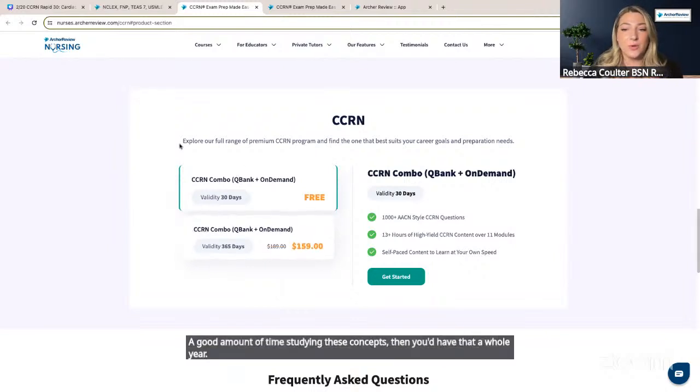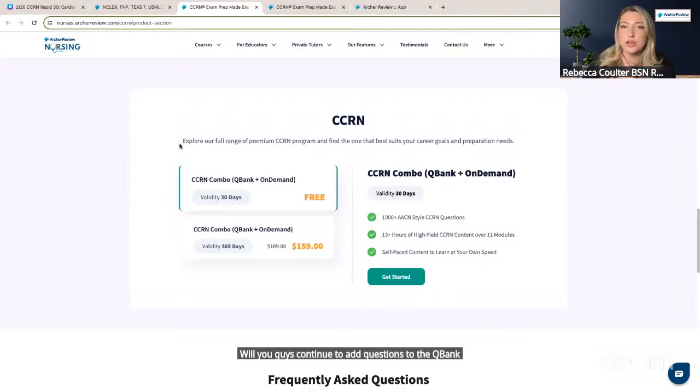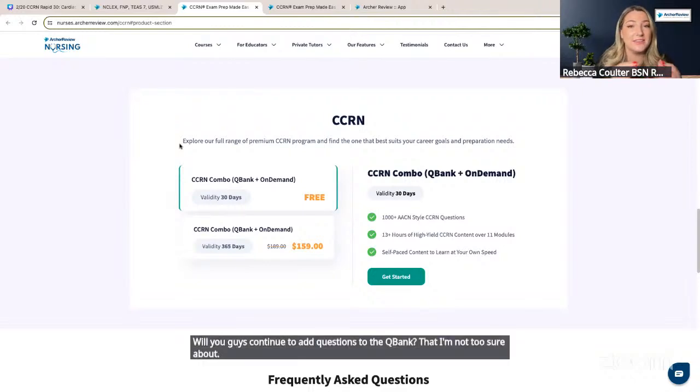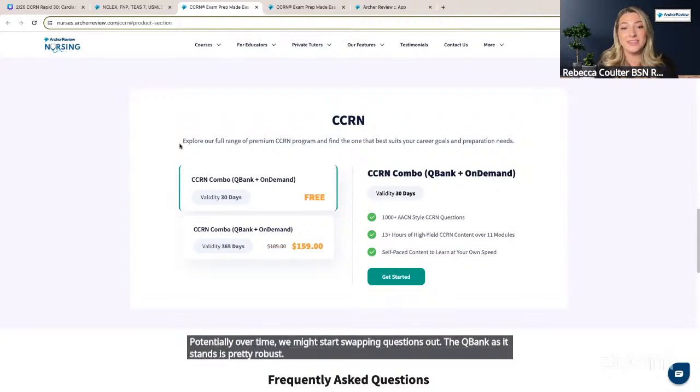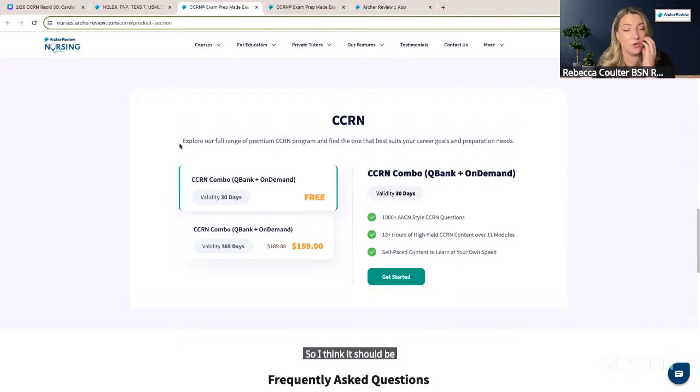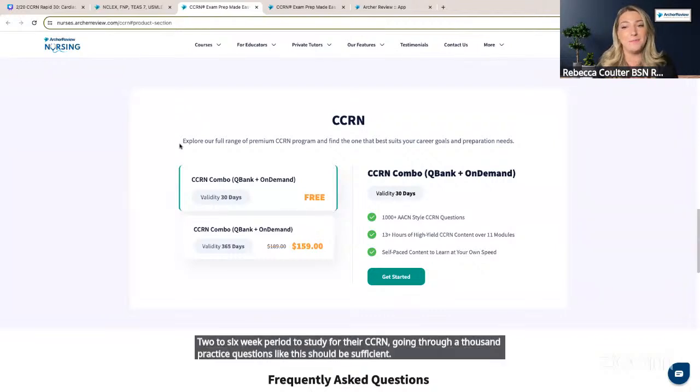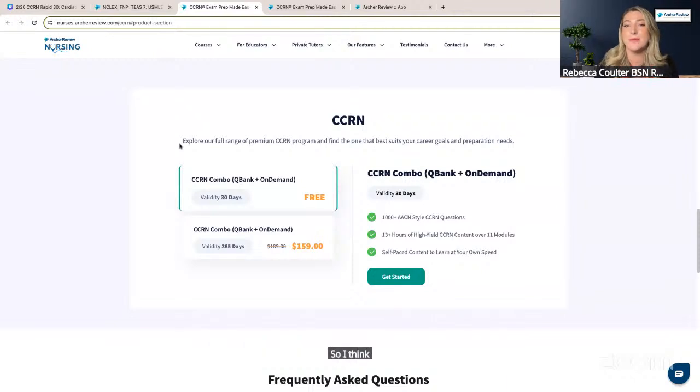Will you guys continue to add questions to the Q bank? That I'm not too sure about. I think we'll for sure be watching the feedback that we get from questions and adjusting questions. Potentially over time, we might start swapping questions out. The Q bank as it stands is pretty robust. So I think it should be completely sufficient for somebody if they're sitting down for a 2 to 6 week period to study for their CCRN. Going through 1,000 practice questions like this should be sufficient. So I think it'll probably stay pretty much the same amount, but that could change.